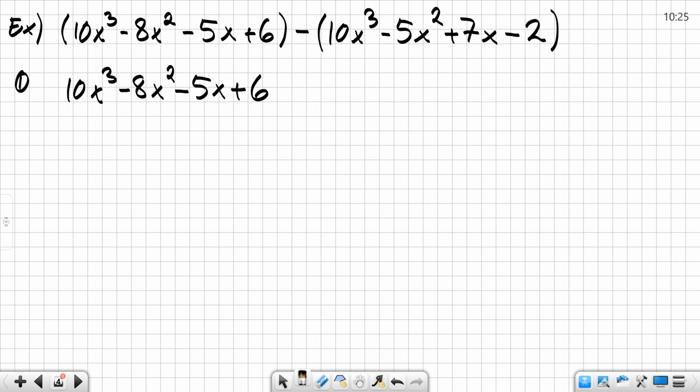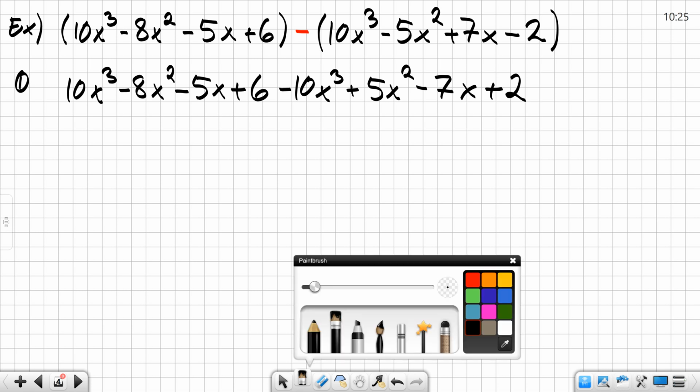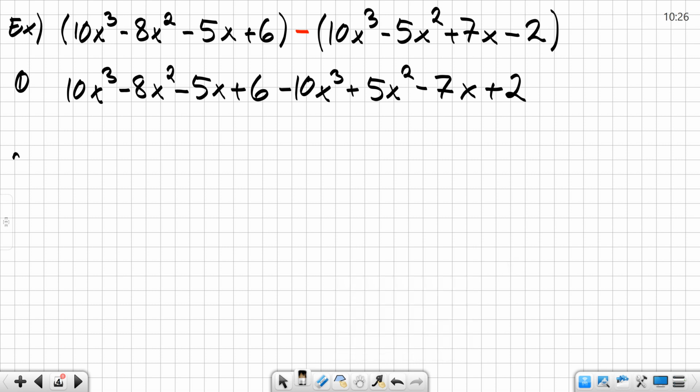Now the second polynomial, the long one right here, because there is a negative sign in front, all of the signs of the inside terms are going to be switched around to their opposites. So the positive 10x cubed in here turns into a negative 10x cubed. The negative 5x squared will be a positive 5x squared, and I get a negative 7x and a positive 2. Think about that as if everything gets multiplied with a negative 1. All right, and again, as before, I'm combining like terms.